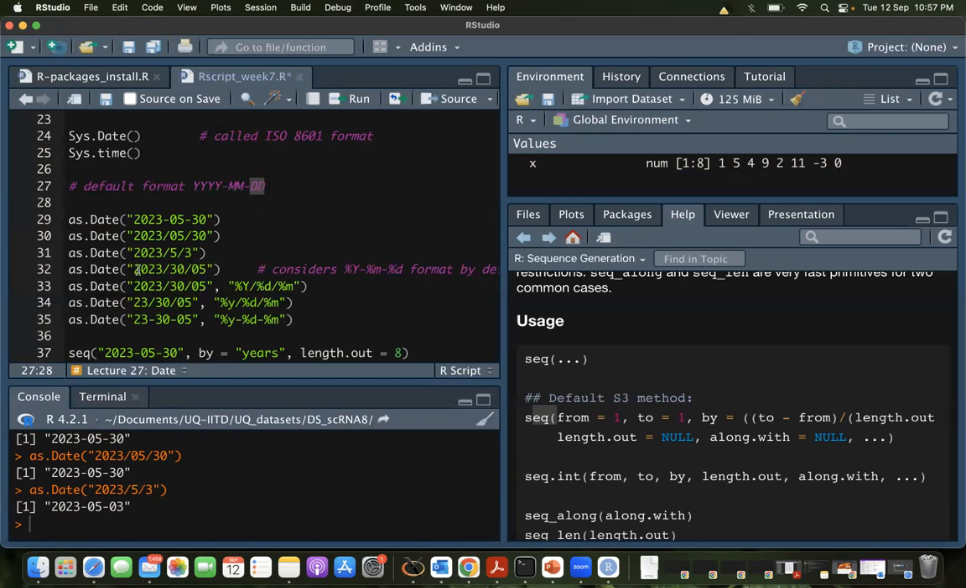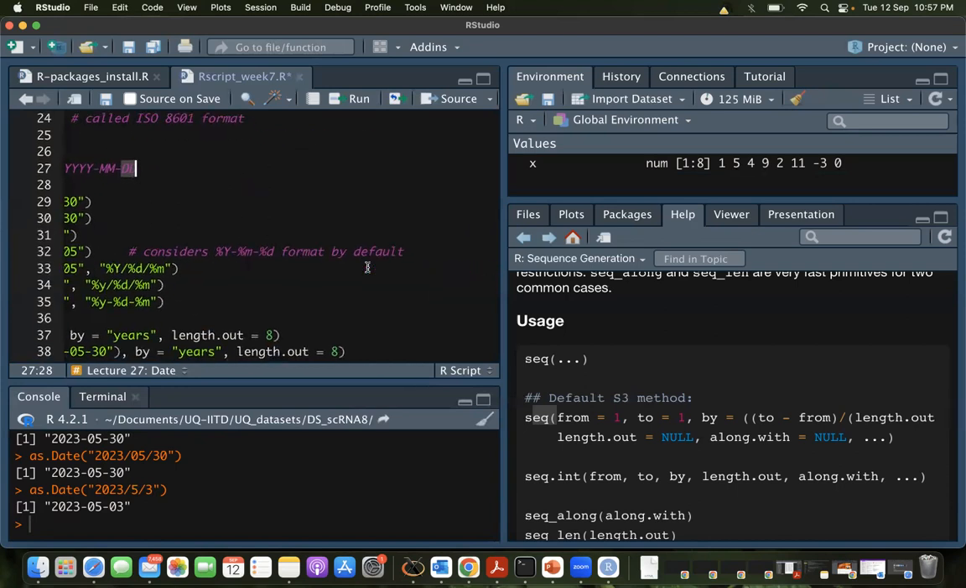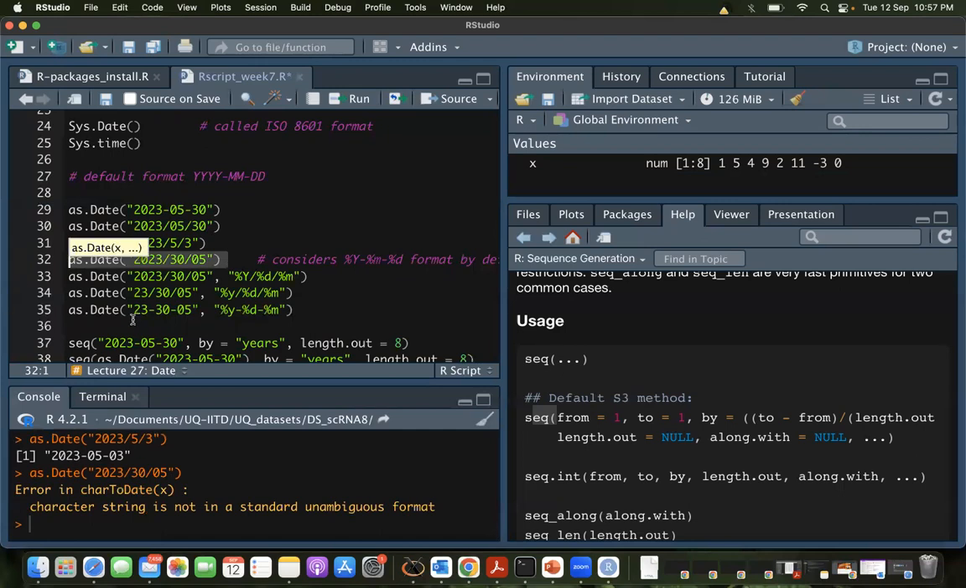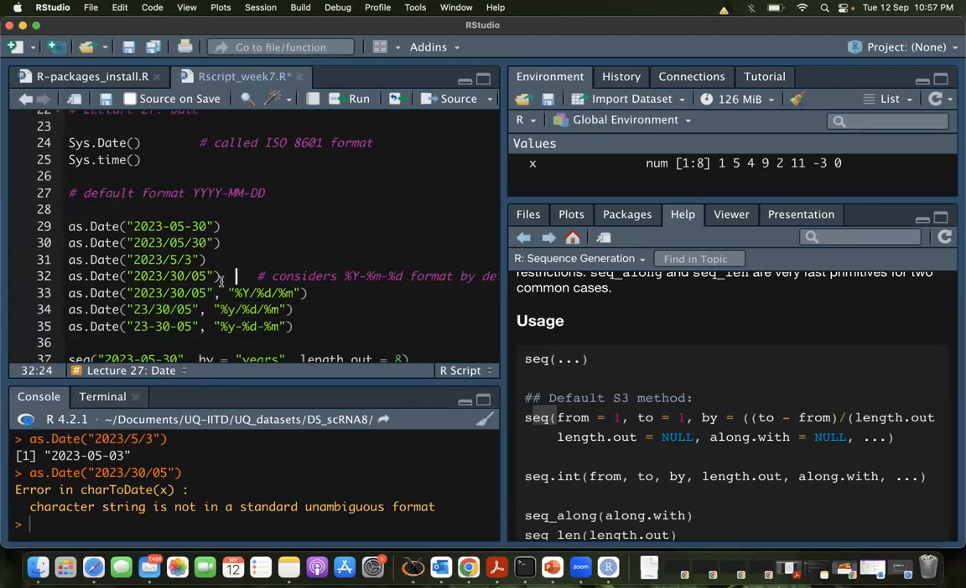Now, what changes did I make? I did slash instead of hyphen, that it can accept. I made 2 letters for the month, and instead of 2 letters for month and date, I used just a single letter. That also it accepted.